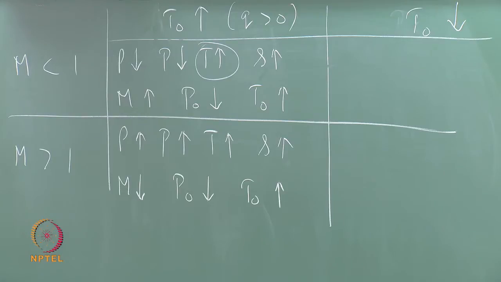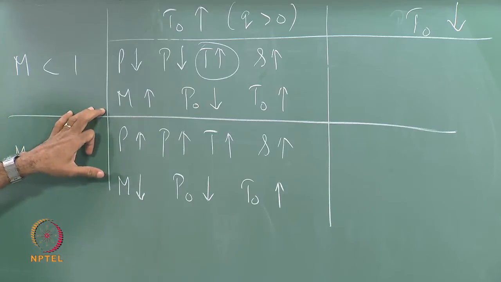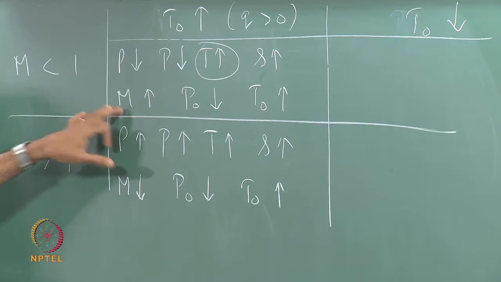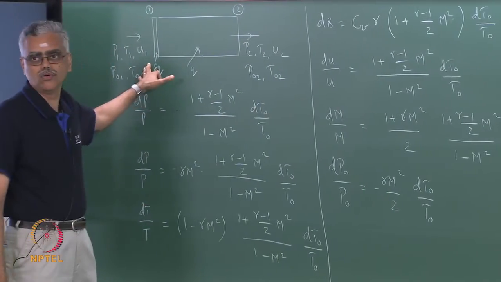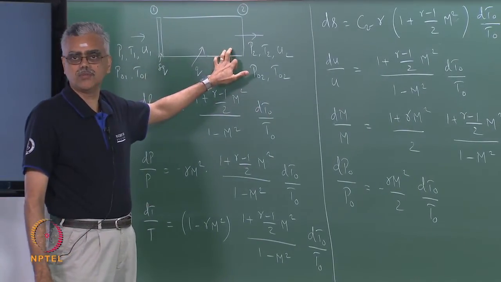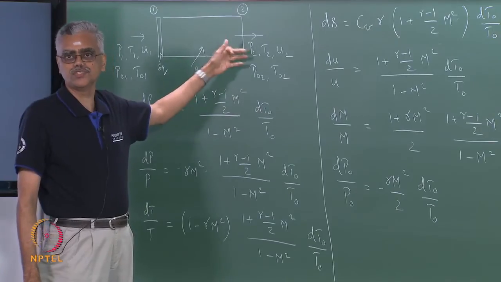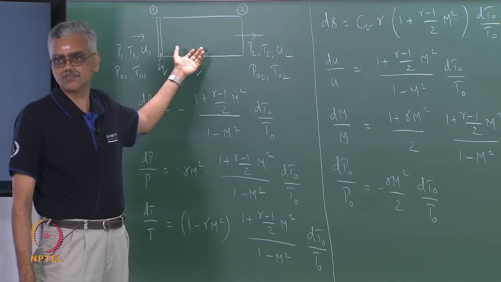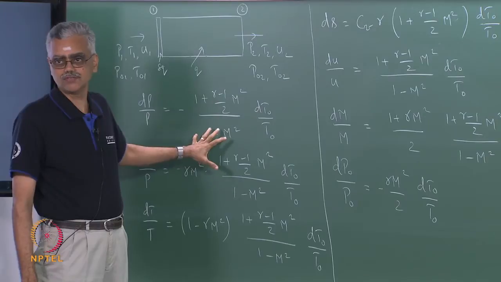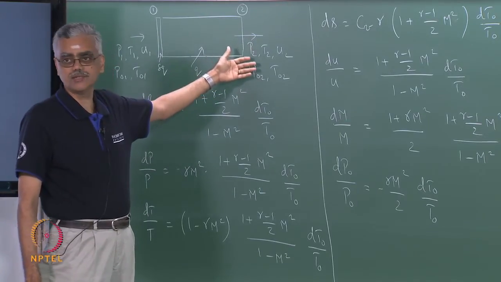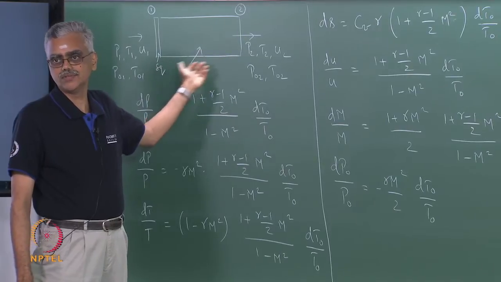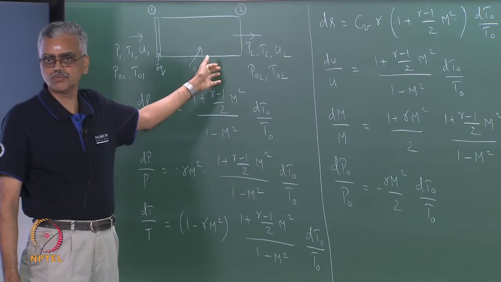So if I summarize what we have said here, heat addition to a subsonic flow increases the Mach number. So if the fluid enters the duct, let us say at Mach number 0.4, then when it leaves, the Mach number is going to be 0.5, 0.6, depending upon how much heat we add and the mass flow rate. This is all for a fixed mass flow rate. So the Mach number increases, static temperature increases, but static pressure actually decreases with the addition of heat to a subsonic flow.